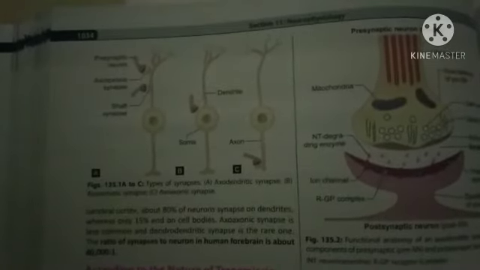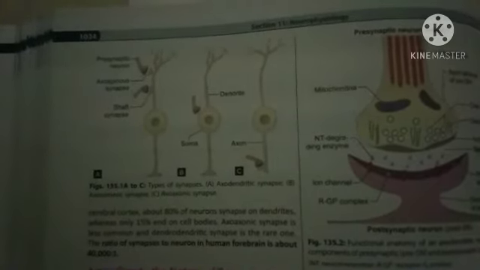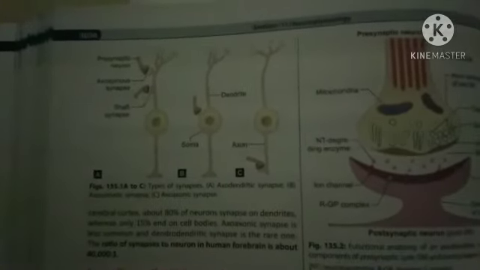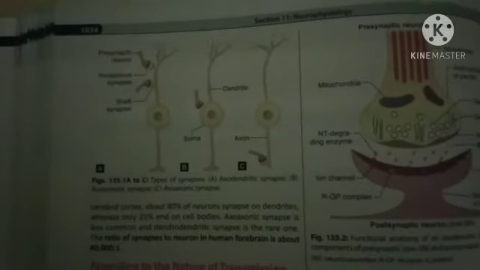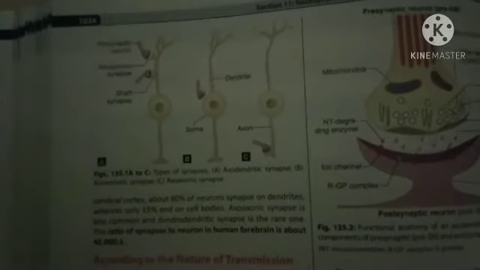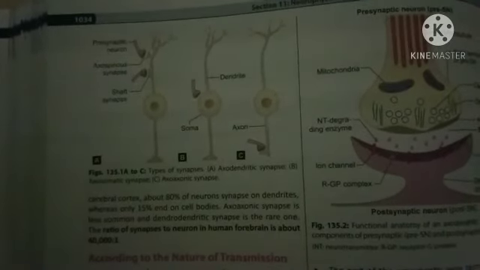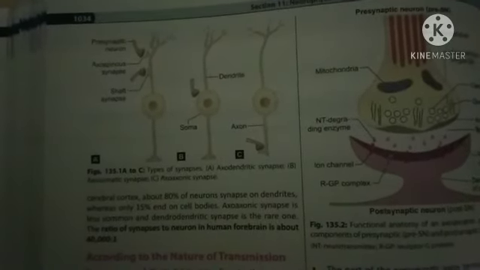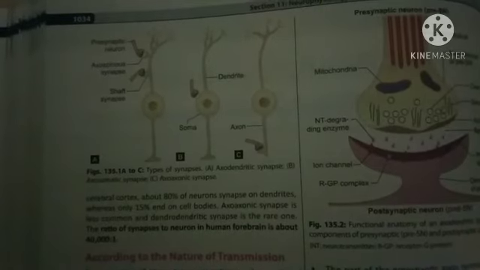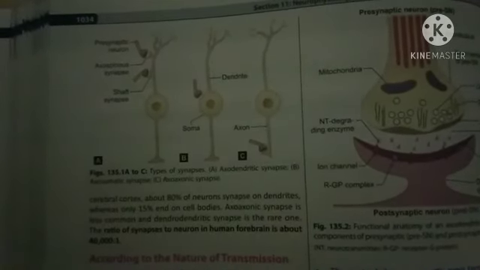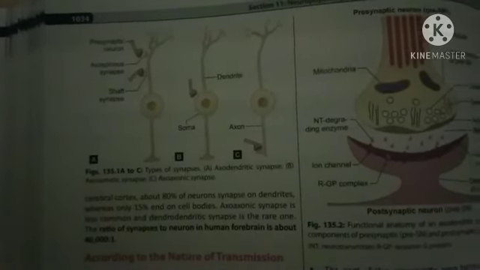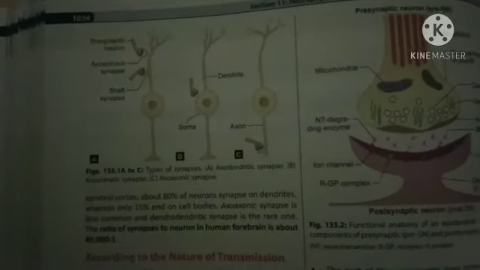See the pictures of type of synapses. First one is axodendritic, second one is axosomatic, and third one is axoaxonic. In axodendritic, both axospinous and shaft synapse can be seen. Axospinous is axon ends on the spinous process of the dendrite, and in shaft synapse, axon ends on the shaft of the dendrite.